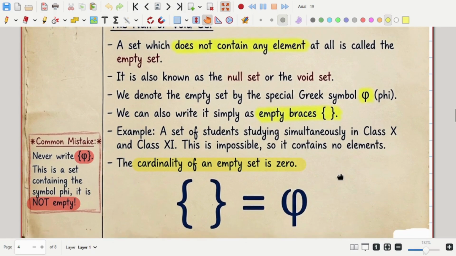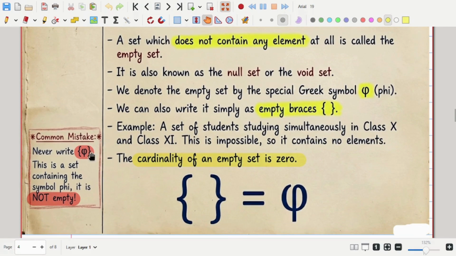Note that inside these curly braces, if we write phi, then it does not indicate an empty set, because this phi means we are writing one element inside these curly braces. That means the cardinality of this set is 1. Therefore, it is not an empty set.